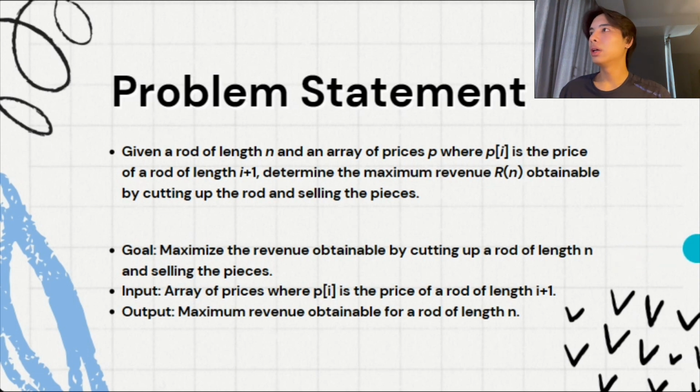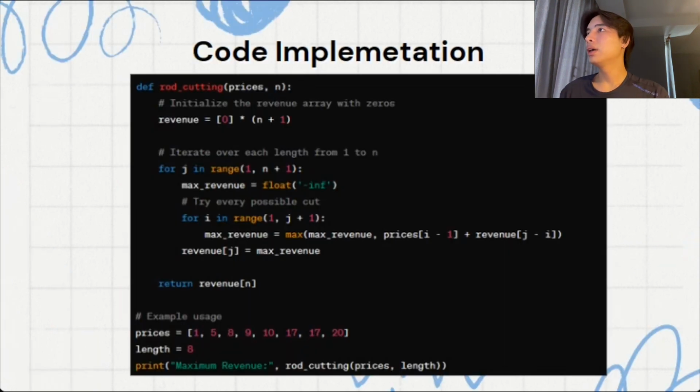Okay, so let's get into the code implementation. The first one is the revenue array. As you can see, this one is initialized to 0. This array will store the maximum revenue obtainable of each length from 0 to n.